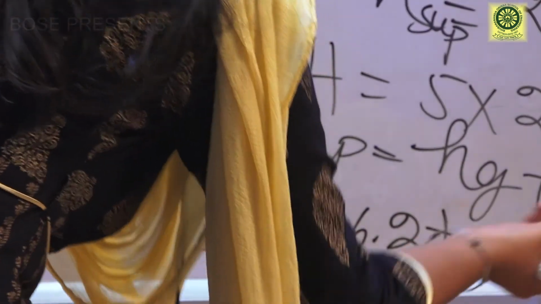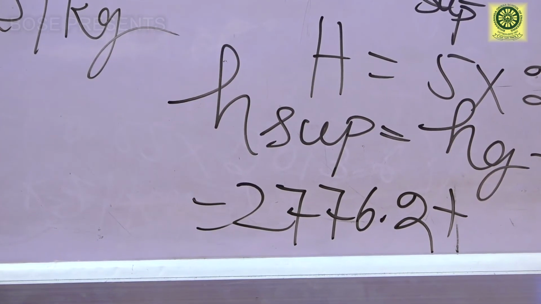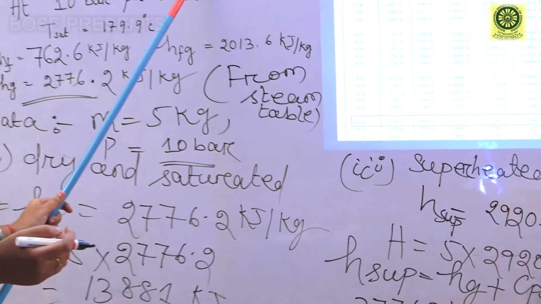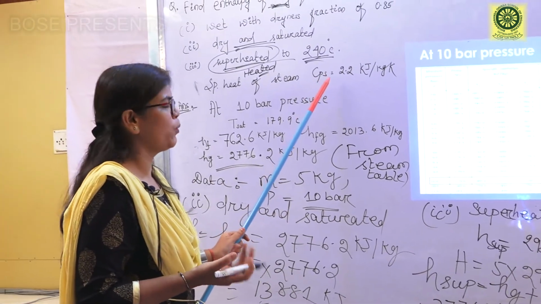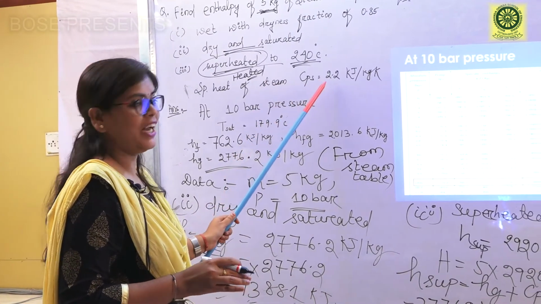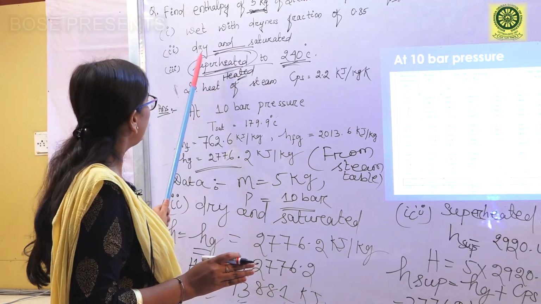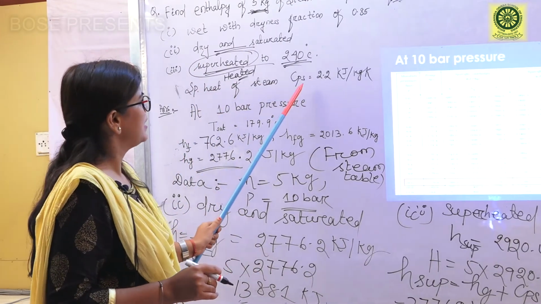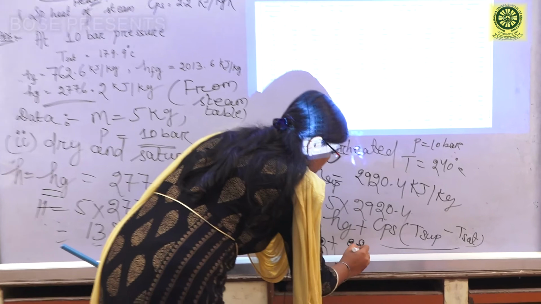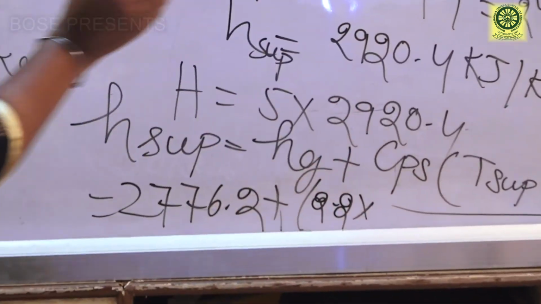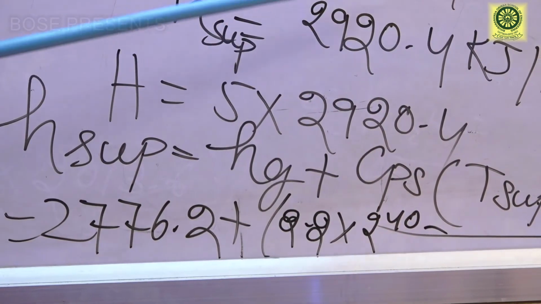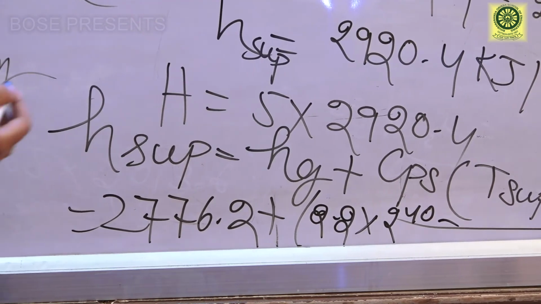2776.2 plus Cps. Usually the specific heat value for steam varies from 2 to 2.3. So just check your question if it is given or not. If it is not given, then you can put 2.2, 2.3 or only 2. But if it is given, then directly put that value only. Here in my question it is already given that the specific heat of steam Cps is 2.2. So I am going to put that value: 2.2 into T superheat. How much is T superheat? That is 240 degrees centigrade minus, for 10 bar pressure, the saturation temperature 179.9. I have already told you.